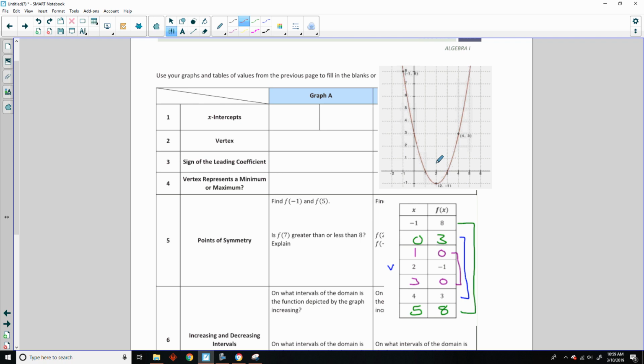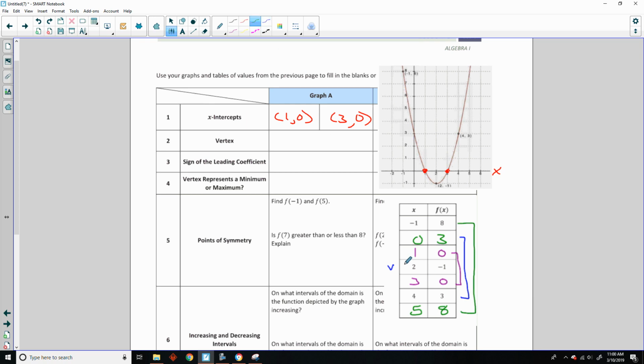That means where does it cross the x-axis? So here's the x-axis right here, and it crosses at x equals 1 and x equals 3. So that is the point (1, 0) and (3, 0). Those are the x-intercepts.